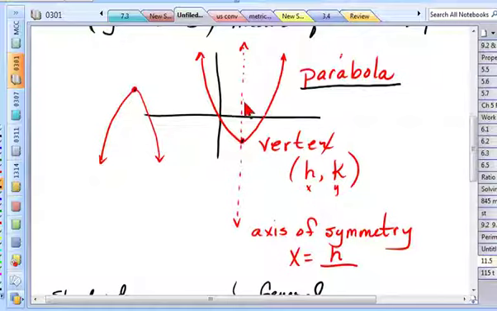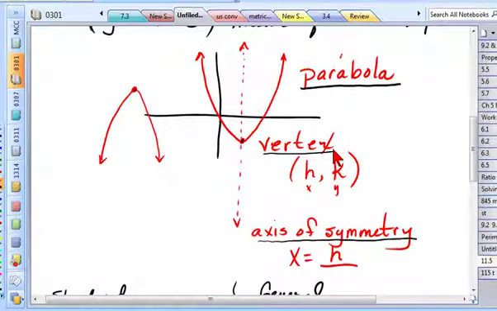A parabola is a symmetrical shape, meaning that on the right-hand side, it mirrors what you see on the left-hand side. There is a vertical line, which could be called its folding line, but instead, we will call it the axis of symmetry. It is a vertical line. All vertical lines are of the form x equals. X equals what? Well, the x value, which is called h. X equals h is the axis of symmetry.